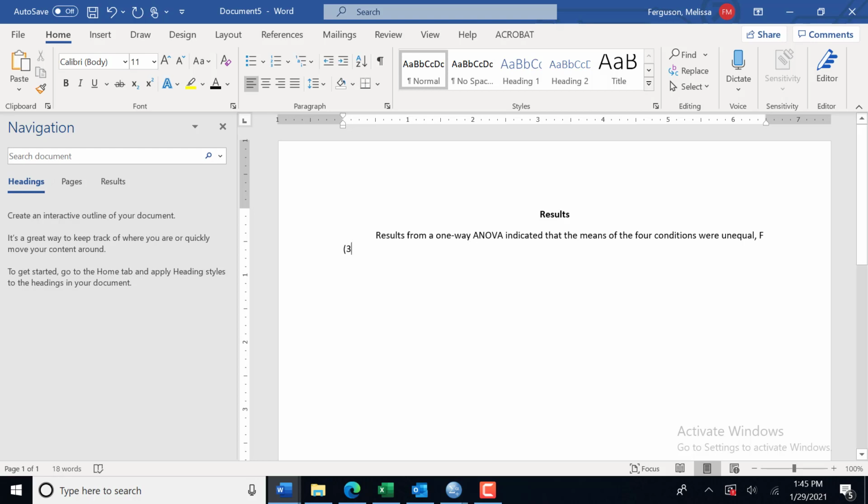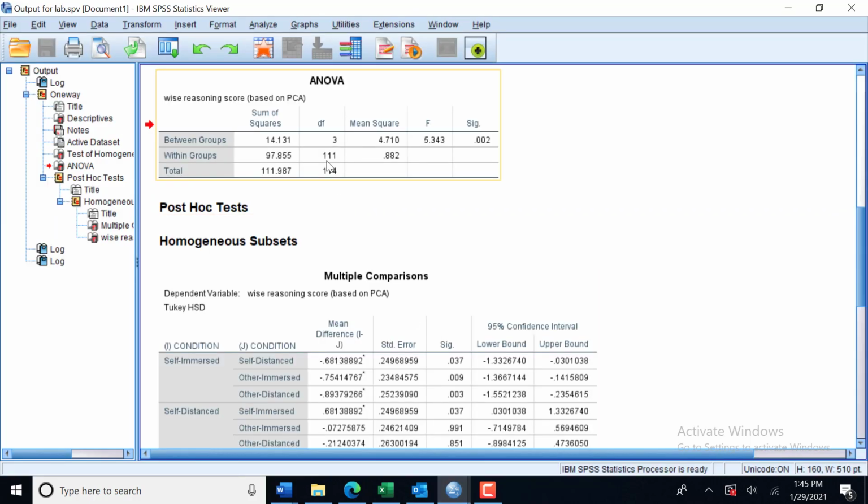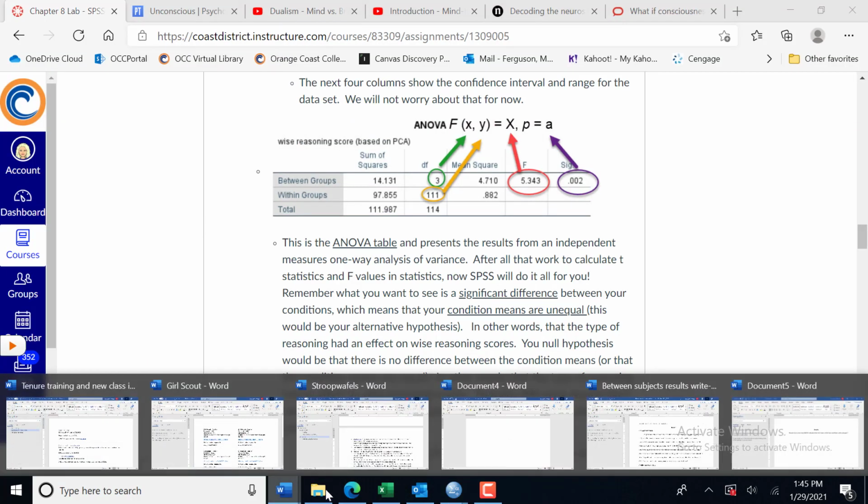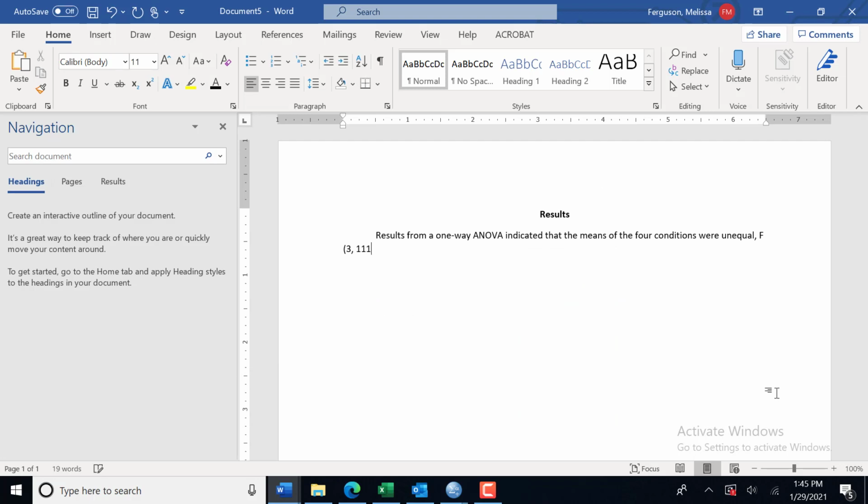What did we say, 3? We go back here, we look. 3 and 111. Equals. We go to our table and we look and we see it says 5.343. And then our p is equal to, from the table again, 0.0022. So this is the proper way to present that F value. Sometimes I see square brackets and all sorts of different things. This is the proper way. One thing we need to do is make sure that our F and our p are in italics.